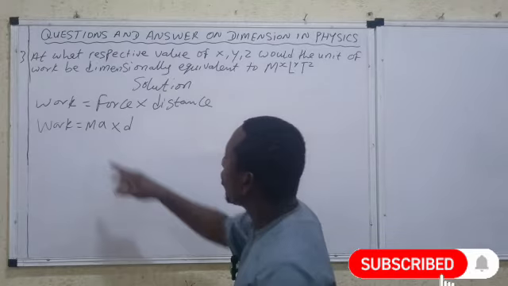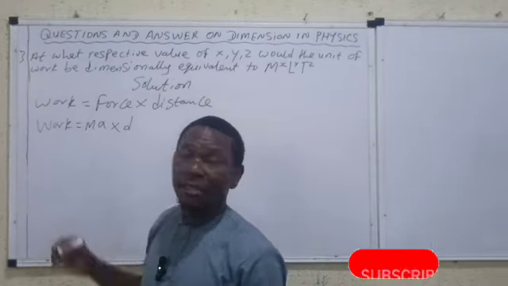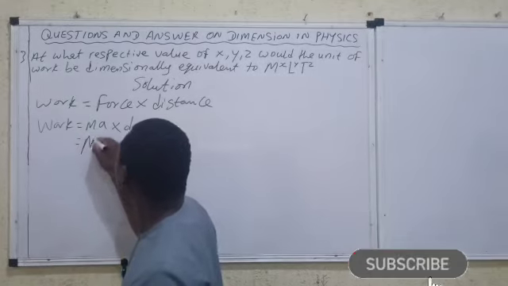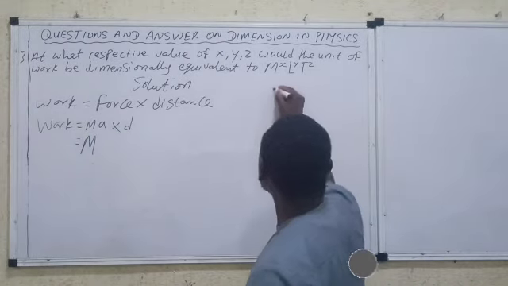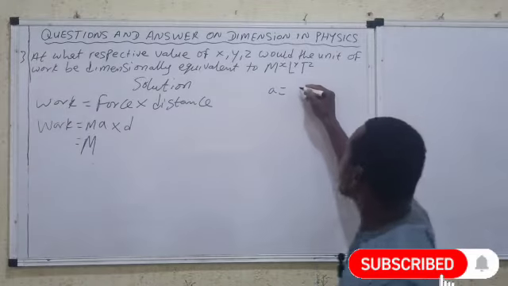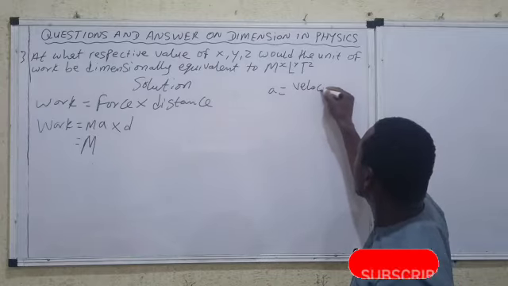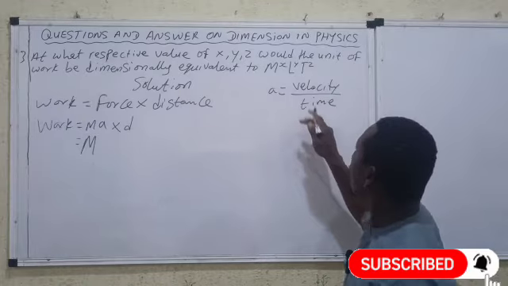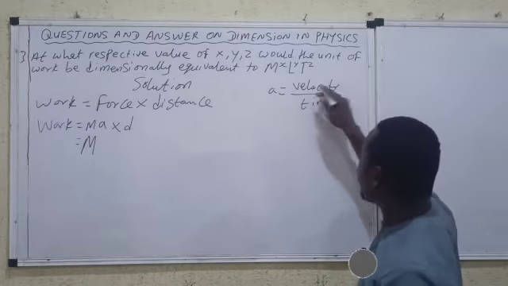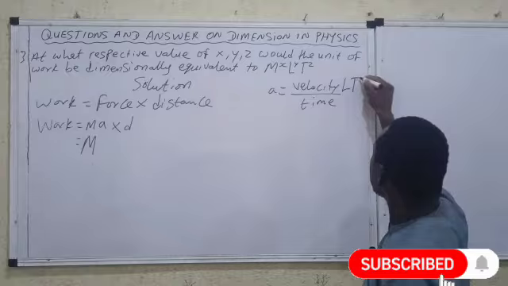Now, mass in dimensional analysis is represented by M. Now we can determine the dimension of A. Remember, A is acceleration, which is velocity all over time. Why velocity? We know the dimension of velocity is L t raised to what?